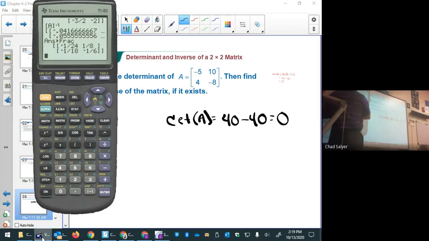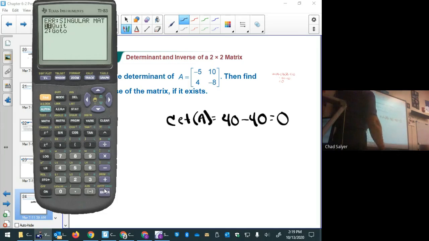And I wanted to show you what the calculator says when you try to find it by calculator. -5, 10, 4, -8. So if I say find the inverse of that, it will tell me singular. So that singular means no inverse exists.